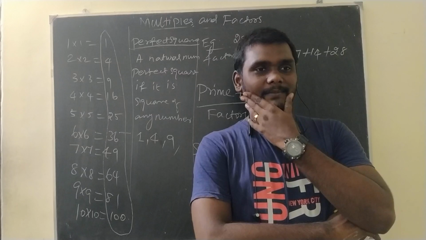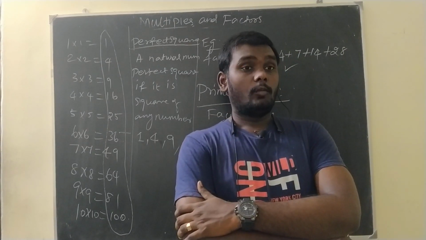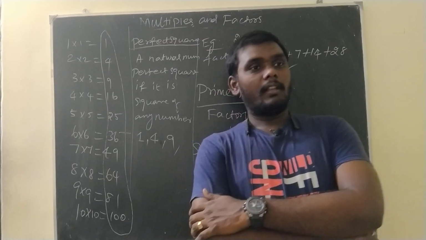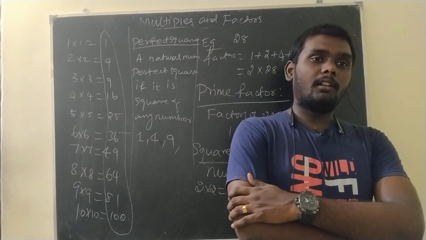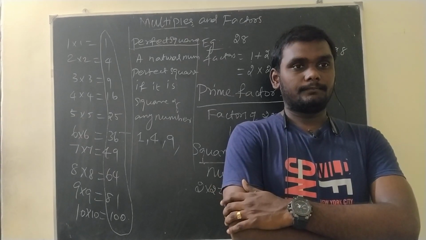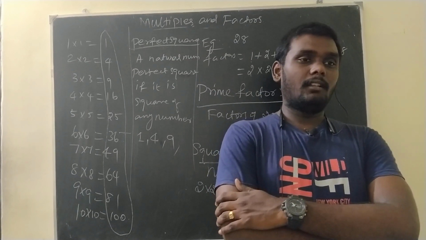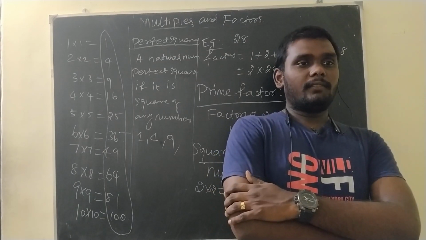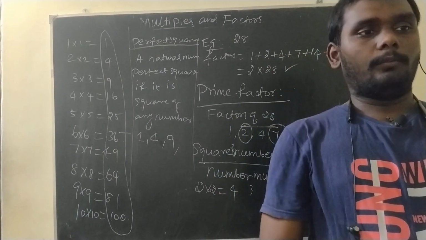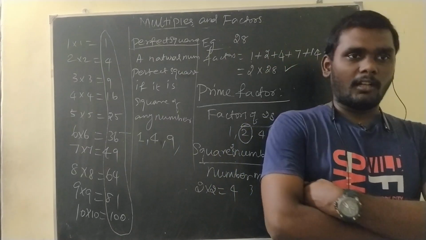Next, every multiple of a number is greater than or equal to that number. Can you say it is true or false? True. It starts with the number itself and goes on. Okay, equal or greater. The greatest factor of a given number is the number itself. True.